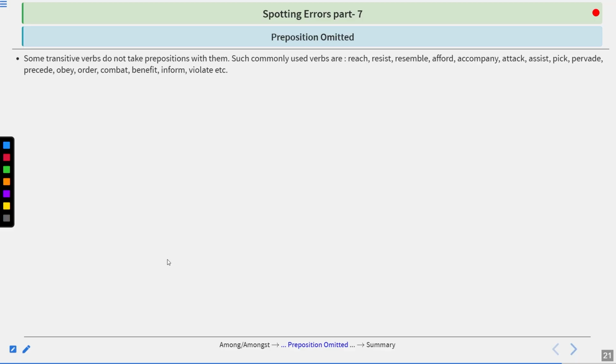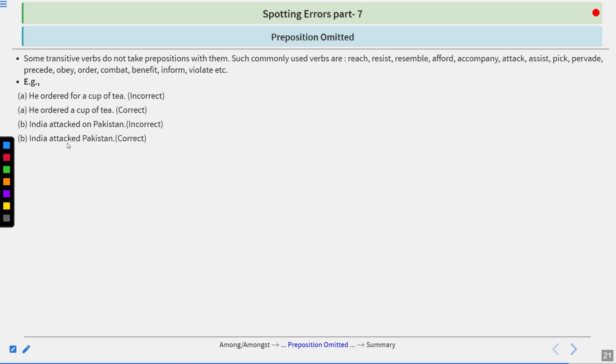Prepositions omitted. Some transitive verbs do not take prepositions with them. Such commonly used verbs are reach, resist, resemble, afford, accompany, attack, assist, pick, pervade, precede, obey, order, compact, benefit, inform, violate. So with these verbs, we do not use prepositions because these are transitive verbs. He ordered for a cup of tea, which is incorrect. He ordered a cup of tea, which is correct, because ordered is a transitive verb and it takes an object after it, not a preposition. India attacked on Pakistan, incorrect. India attacked Pakistan, which is correct. He informed to me yesterday, incorrect. He informed me yesterday, correct.